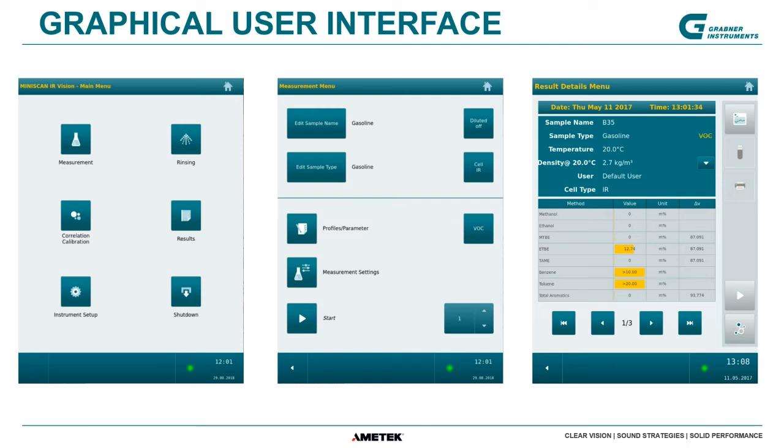The graphical user interface of the IR Vision is a little bit different. It's not on the same standard as it was with the vapor pressure and the flash point, but it's still very intuitive. You have the main screen. Of course, when you want to do a measurement, you click on measurement. Here you can set the different parameters, but basically what you need to do is press the start button and provide the sample, and afterwards you will get the results.